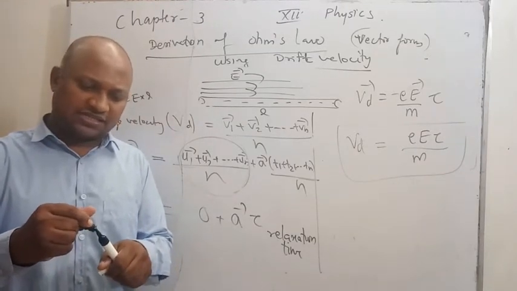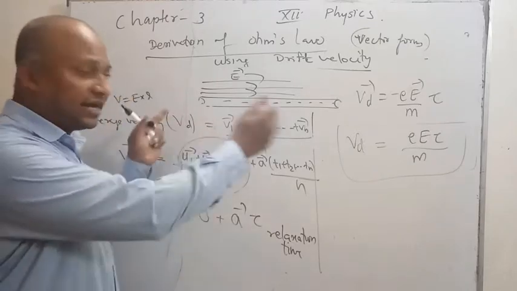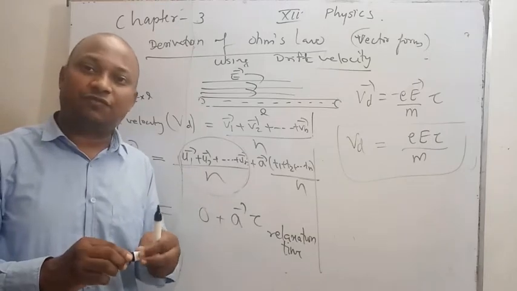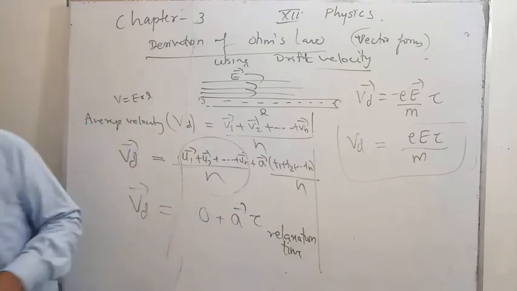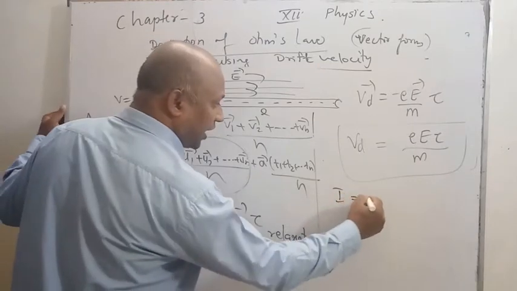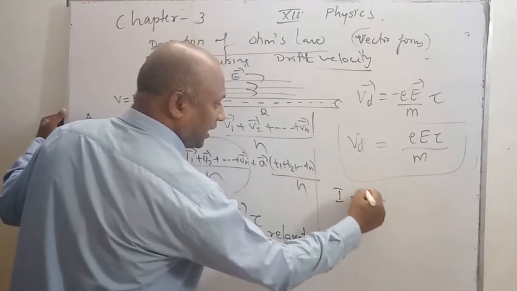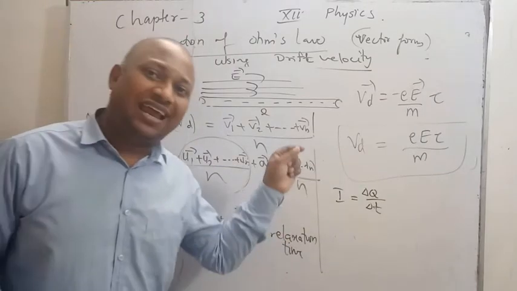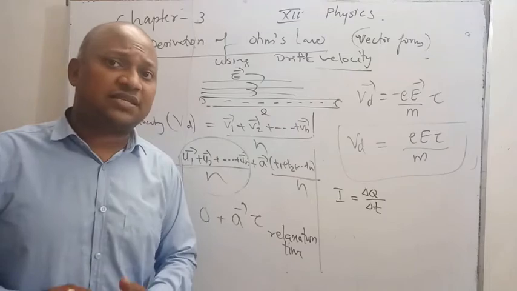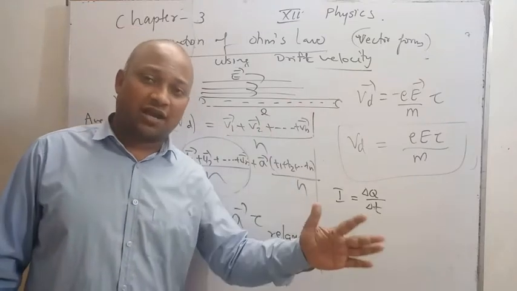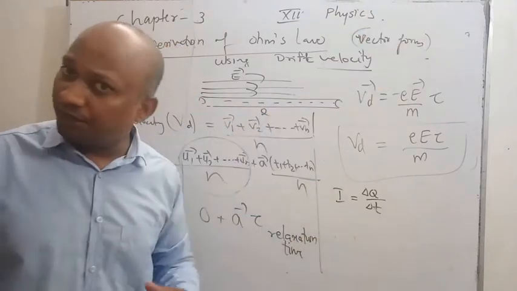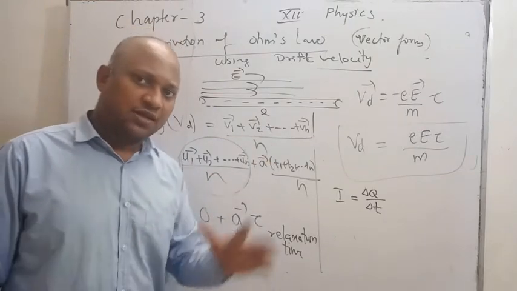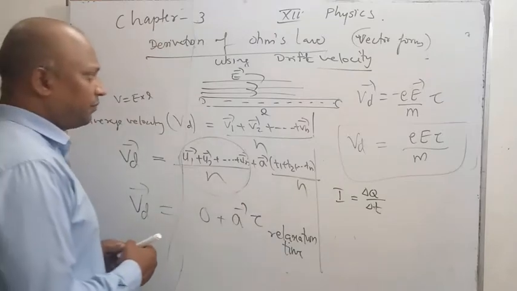So in this conductor you have applied a potential difference V, so a current will flow inside it, and the measurement of that electric current will be I. I is equal to Q upon T, or delta Q upon delta T. So what I'm going to find is delta Q. This is the same concept that we learned in class 11, chapter 13, kinetic theory of gases. So that is the same concept we are going to use here.